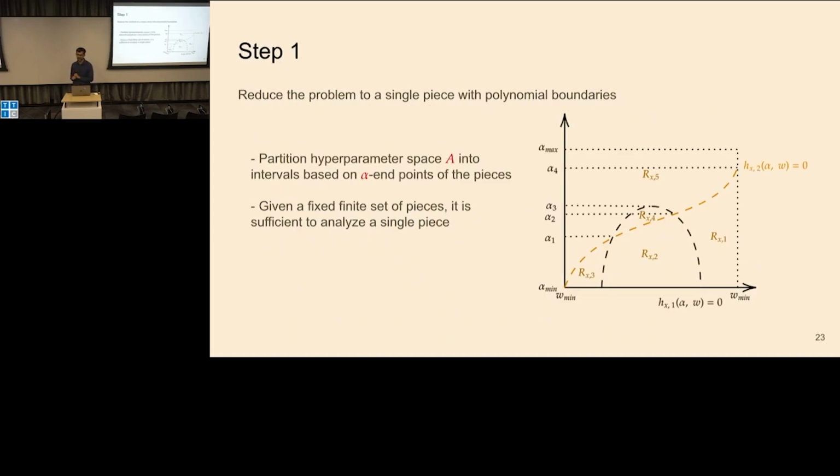So the first step is actually pretty simple. You start with these multiple pieces. You have these polynomial boundaries. You can partition your space into intervals based on the alpha endpoints of the pieces. You take the endpoints for each piece, and you get intervals where there's a fixed set of pieces for each value of alpha within the interval. Given a fixed finite set of pieces for an interval, let's say alpha 2 to alpha 3, we also show that it's sufficient to analyze one piece, and you can easily put together the discontinuities and local maxima across multiple pieces. So essentially, we've reduced this problem to a single piece with polynomial boundaries, and within the piece there is a polynomial function. This part is not very hard.